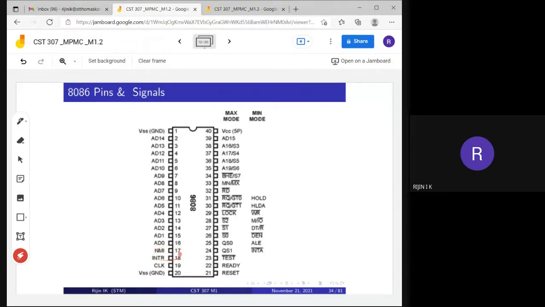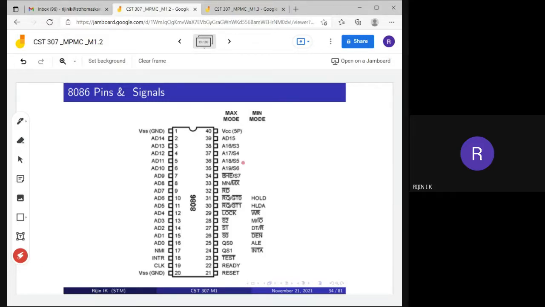As we have discussed, the two types of interrupts are the maskable interrupt and the non-maskable interrupt. Here NMI is the non-maskable interrupt pin. Then INTR is the maskable interrupt request pin. Then next one is VCC, the 40th pin, used for providing VCC. So these are the pins that are common to both the maximum and the minimum mode.